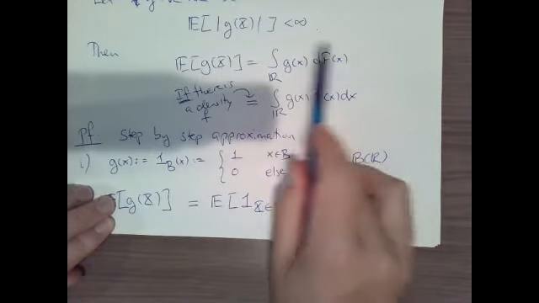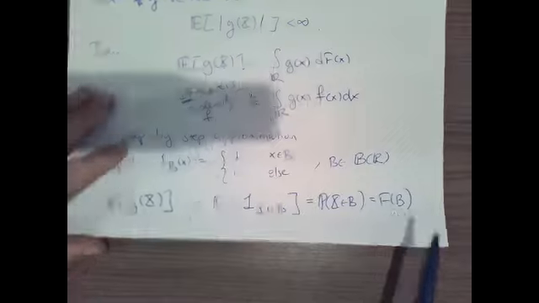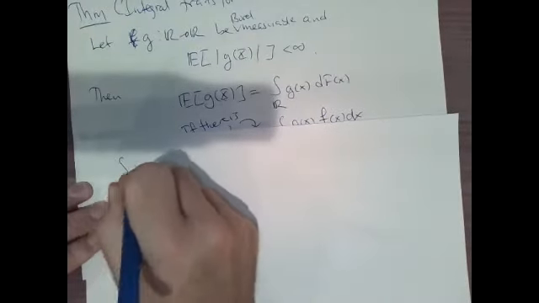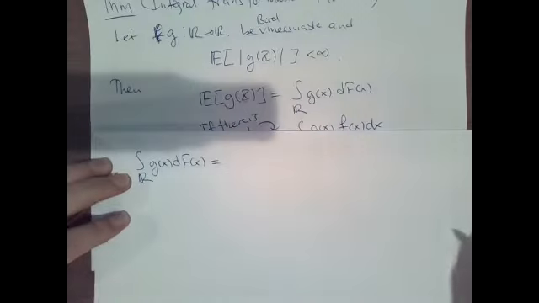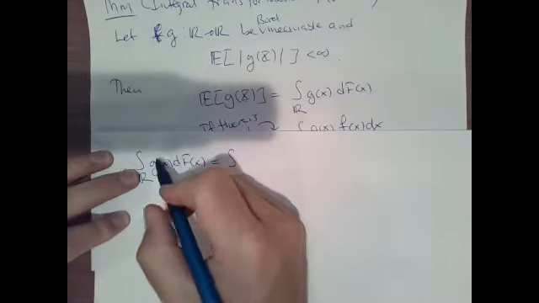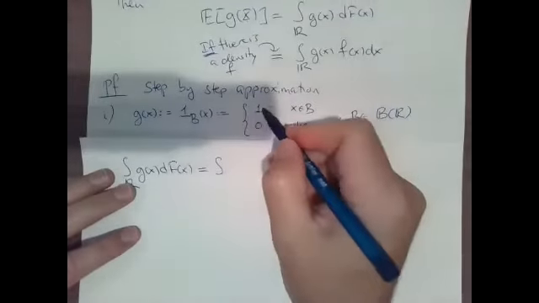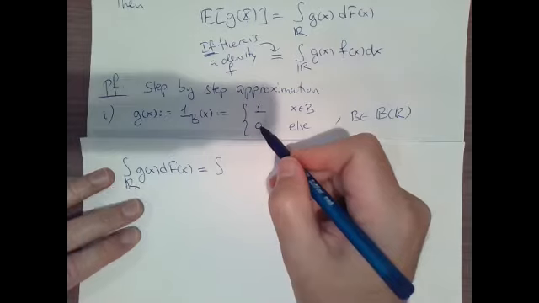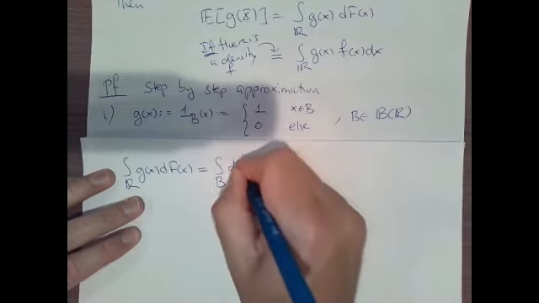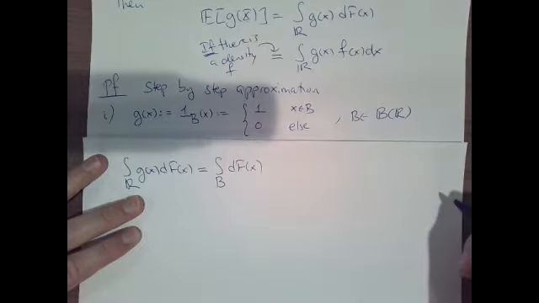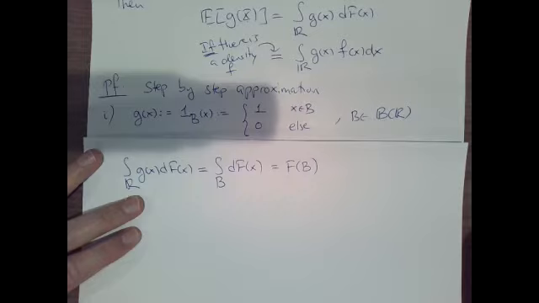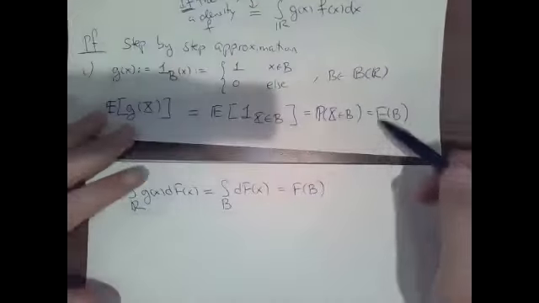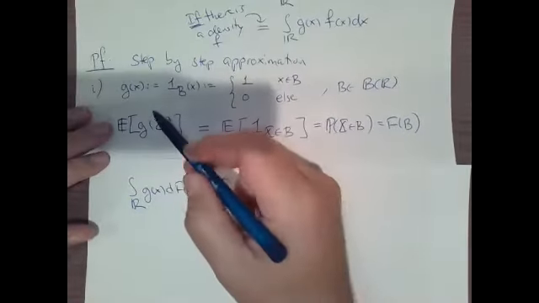So that was the left-hand side. Now we have to prove that the right-hand side is the same. So let's work out what the right-hand side is. The right-hand side is the integral over R of g of x dF of x. Well, g was the indicator, so g is equal to 1 on B and equal to 0 else. So I just need to integrate over B with respect to the measure F. But that is exactly F of B. So the two things coincide. This is the same as that. Therefore, this mess is the same thing as that mess.